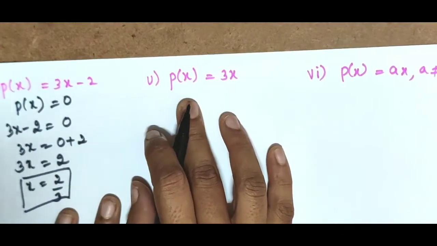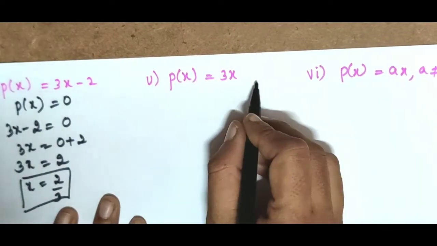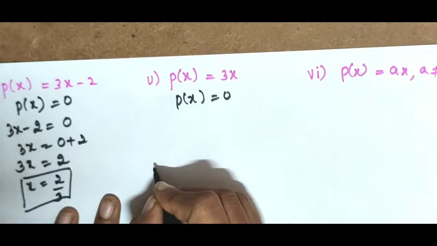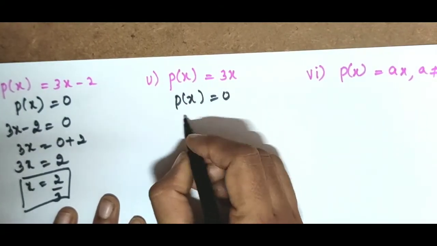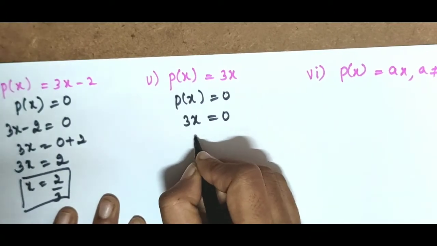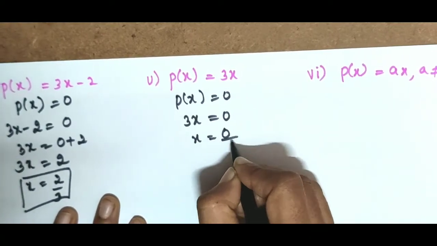Now let's go for fifth here. P of x is equal to 3x. So what is our first step? P of x is equal to 0. Clear? So here what you have to find? 3x is equal to 0. So you have to find the value of x. x is equal to 0 by 3.